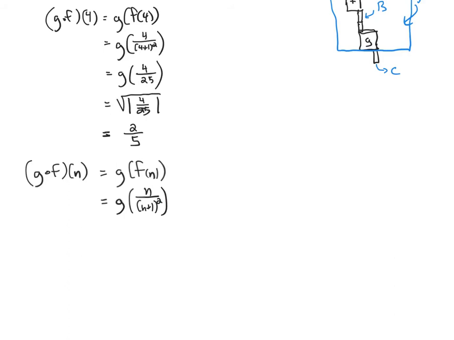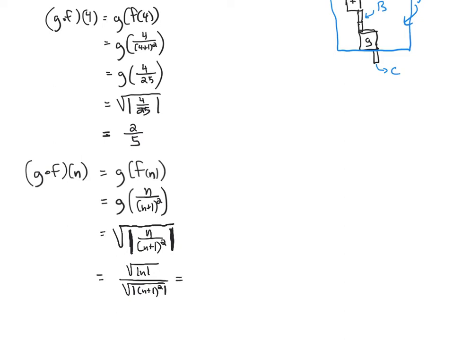And, well, what does g do? It takes that expression in there, and it takes the absolute value and then square roots it. So it's the absolute value of n over n plus 1 squared. And again, we can just take the square root of the top and the square root of the bottom separately. Everything's positive, so we're good to go. So this is the square root of the absolute value of n over the square root of the absolute value of n plus 1 squared.